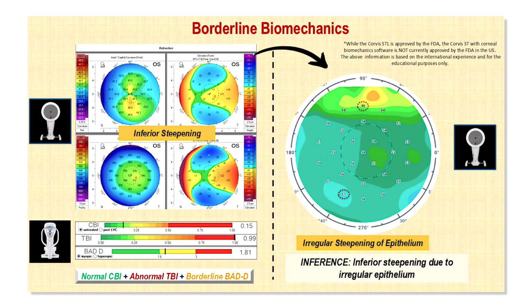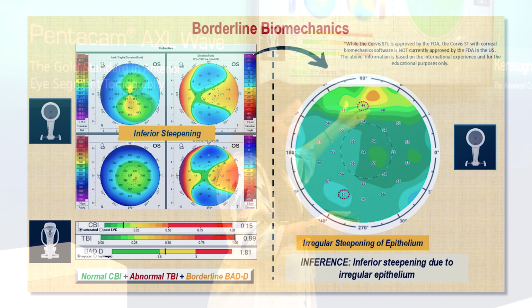And the TBI and BAD-D: TBI is more dependent on BAD-D, and BAD-D is also dependent on the curvature. So the CBI here, which is the normal biomechanics, is actually telling us the truth. And if we probe deeper, it's matching with the inferior steepening of the epithelium.